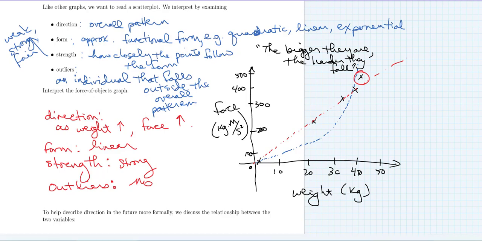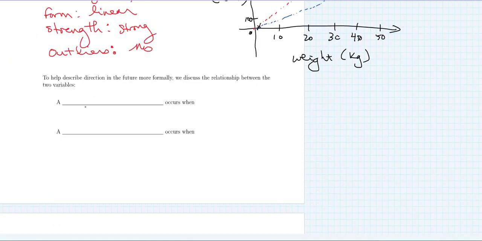Okay. So when we're describing direction, we really want to use the same vocabulary that statisticians use, so that they understand what we're saying when we say it. So there are 2 phrases to describe direction. There's a positive association and a negative association.